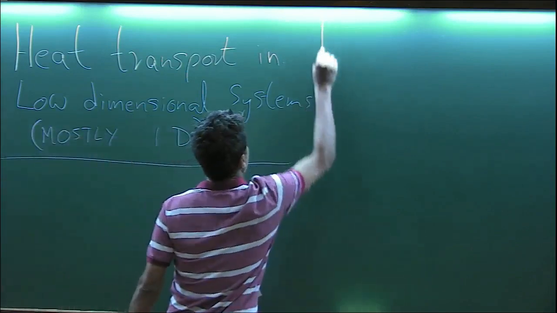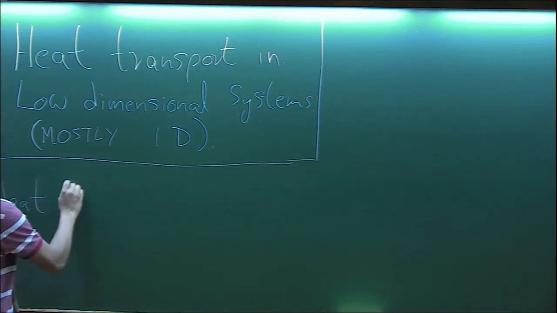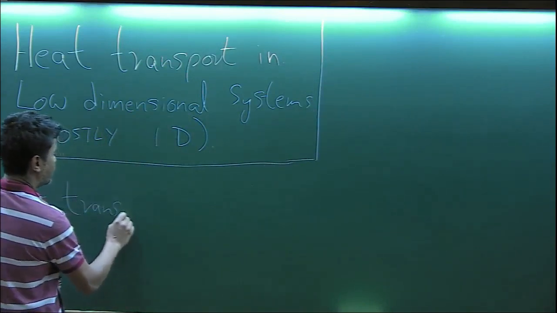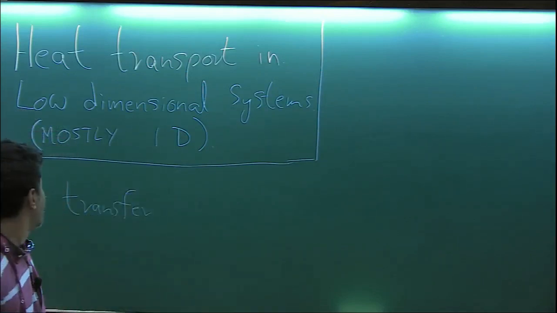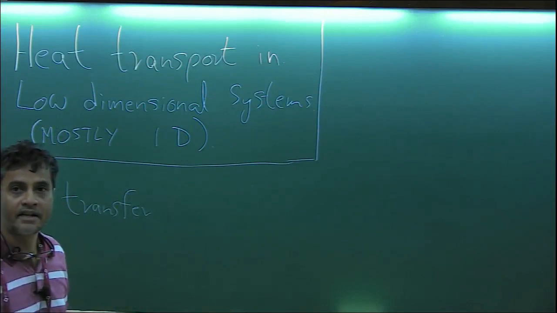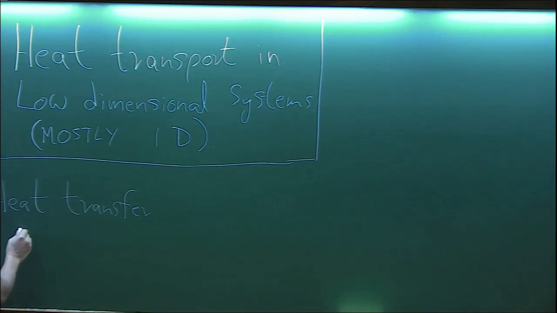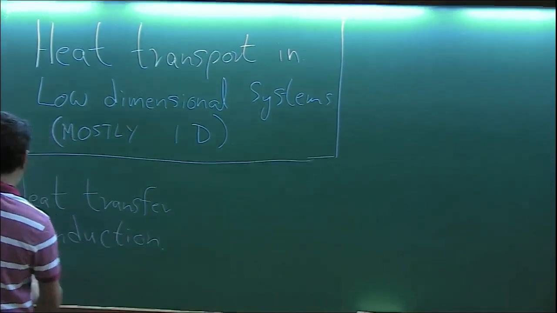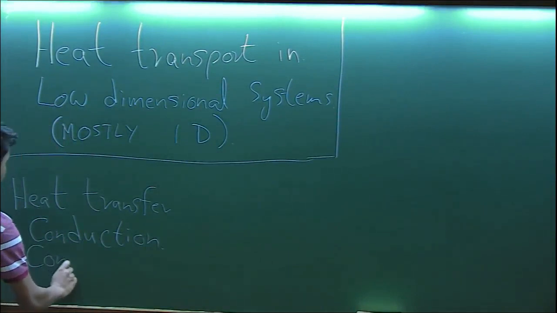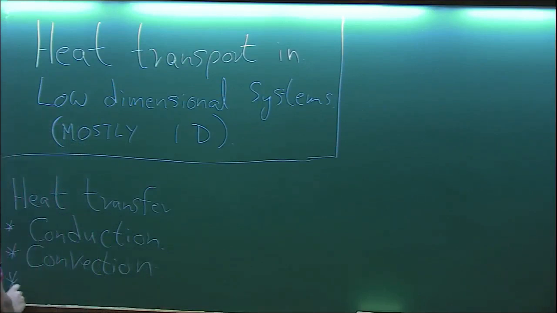So what is heat? We are looking at heat conduction. Heat transfer is how energy goes from some region at high temperature to low temperature. And we know that transfer can take place in various ways. So what are the mechanisms? You can have conduction, you can have convection, and then we have radiation.